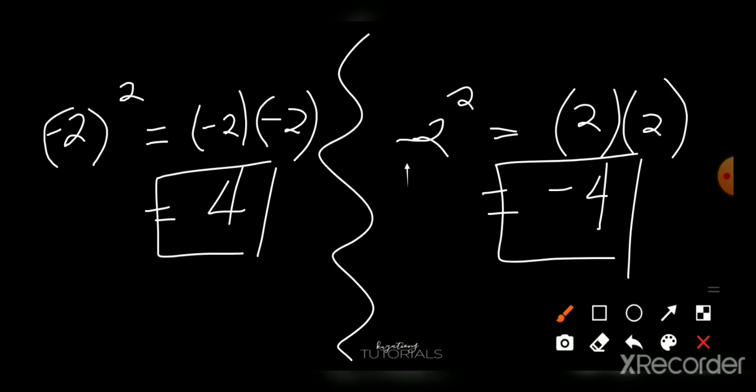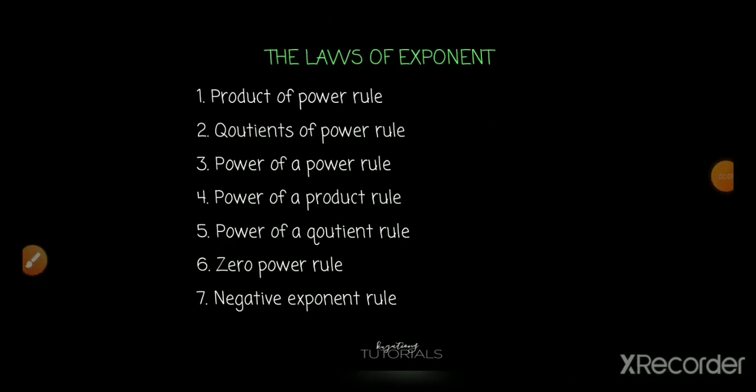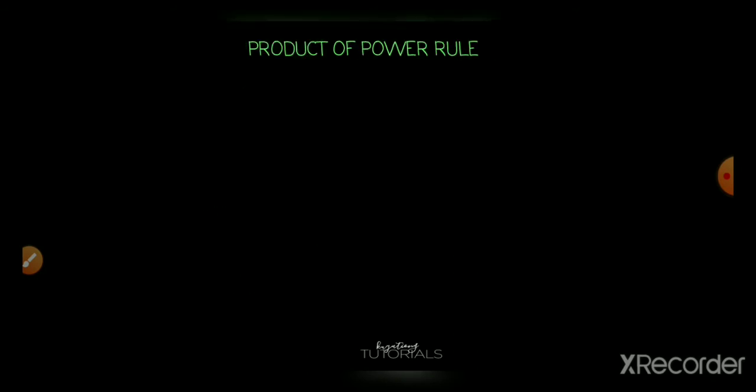Okay? Karon adto na ta sa atong mga balaod. So, naa tay 7 ka laws of exponent. Una is ang product of power rule, kutob ni negative exponent rule. Ato ni siyang usa-usahon karon, okay? Susugod ta sa product of power rule.